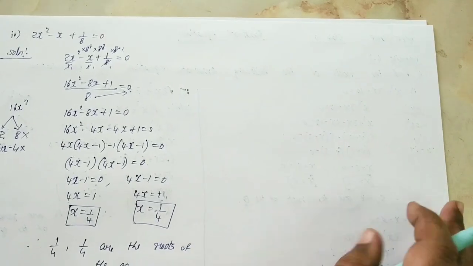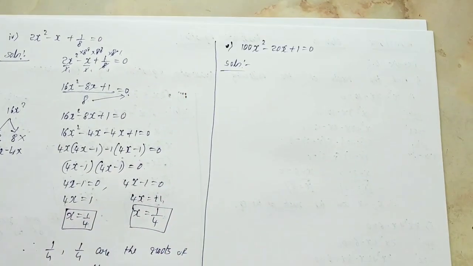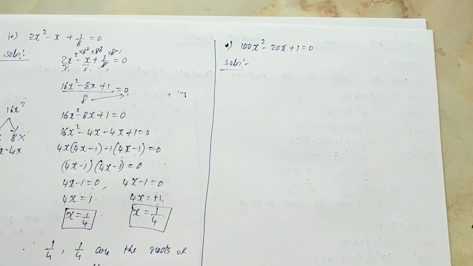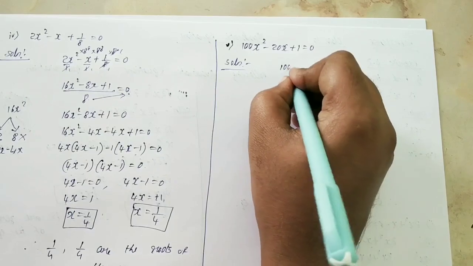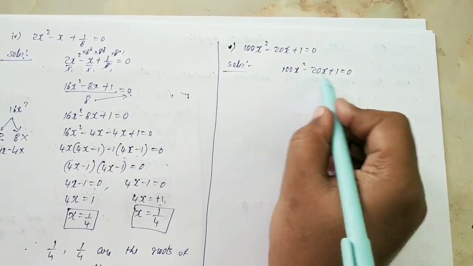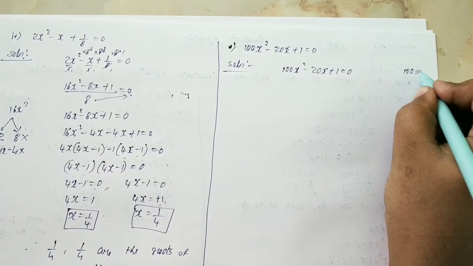So next sub question, 100x square minus 20x plus 1 is equal to 0, right? 100x square minus 20x plus 1 is equal to 0. We have to multiply first term and last term. What we will get? 100x square, right?